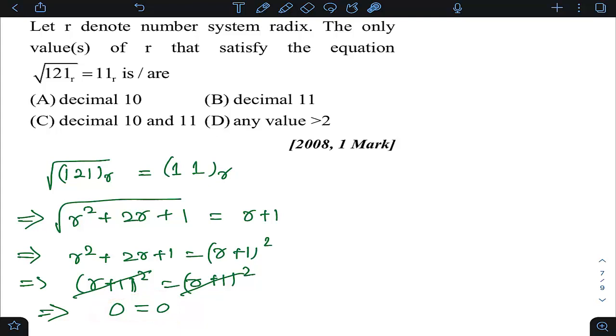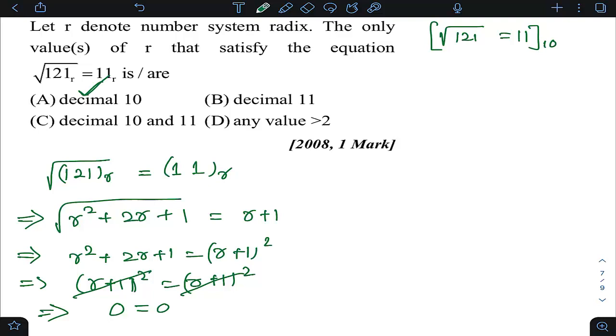But common sense says, most of you will say, sir, we know that the square root of 121 is 11. We have studied this in normal maths. And normal math is based on which one? This is based on base 10. So based on that, you can say the answer is decimal 10.